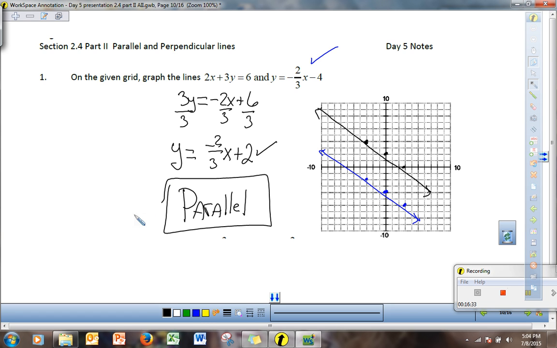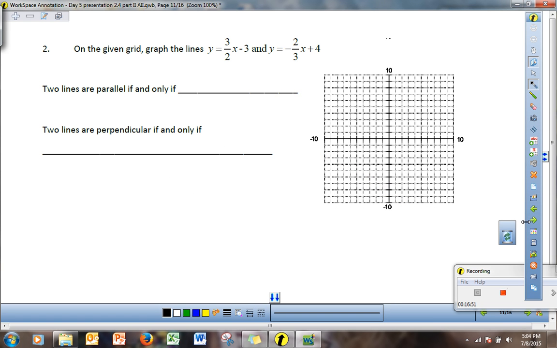The thing that makes these two lines parallel, guys, is notice that this slope was negative 2/3. This slope was also negative 2/3. Moral of the story, parallel lines have the same slope. Flip over to your next one.